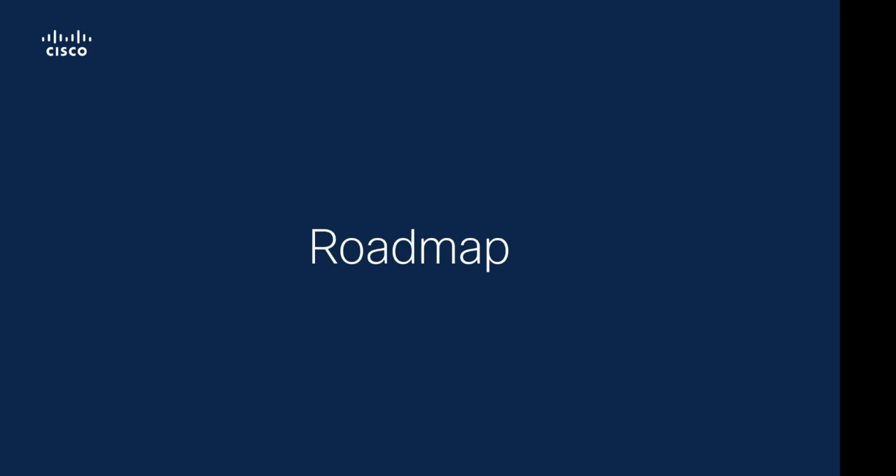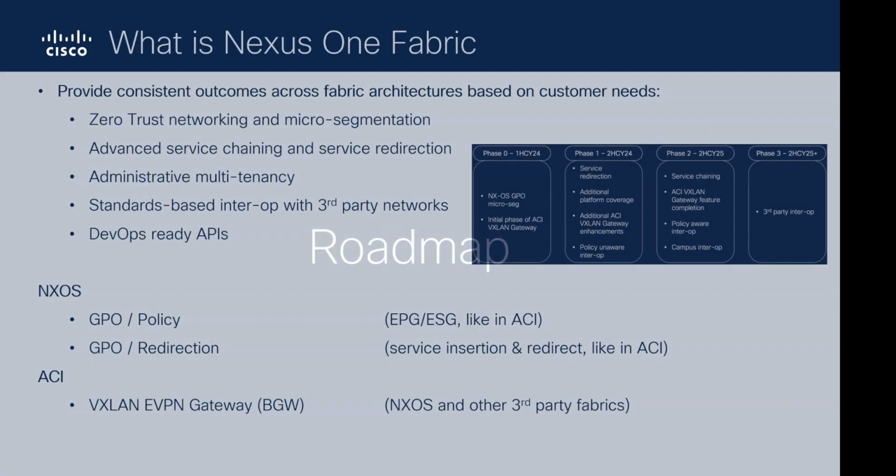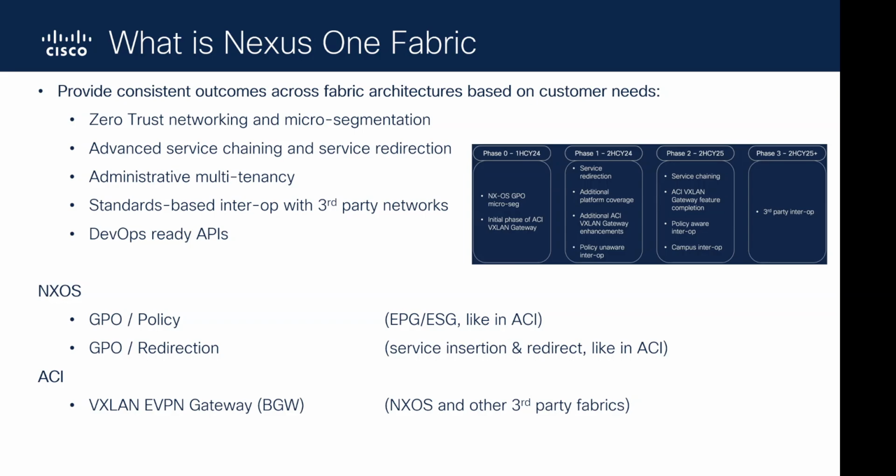So now let's dive into more roadmap-centric information. As we begin to talk about roadmap, I want to introduce you to the concept of Nexus One. So what is it exactly? It centers around the idea that customers want consistent outcomes regardless of which fabric type they select. And I've listed some of those desired outcomes near the top of the slide. The trouble with this is that today we have some gaps in the capabilities of NXOS and ACI. So there's an effort that's being made to close those gaps.